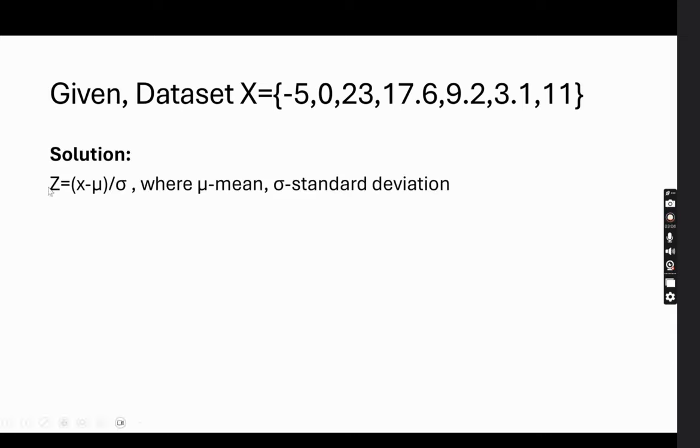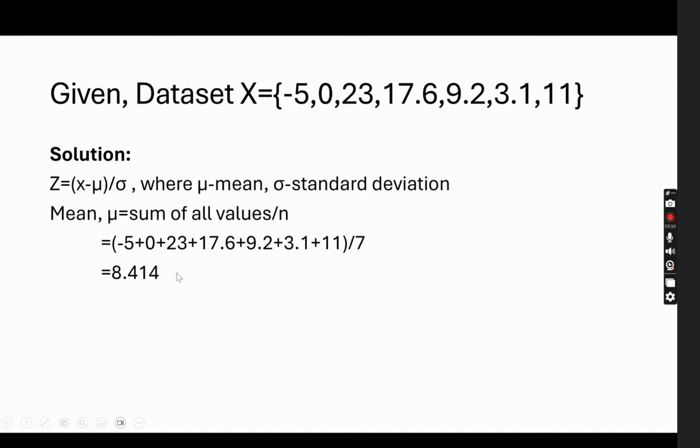So here the formula for calculating the z-score normalization is z is equal to x minus mu divided by sigma, where mu is the mean of the data set and sigma is the standard deviation of the data set. So we have to calculate the mean value. The mean value can be calculated using the formula: sum of all the values present in your data set divided by n, which is the total number of values in the data set. So we have to sum up all the values in the data set and divide it by 7, as there are 7 values in the given data set.